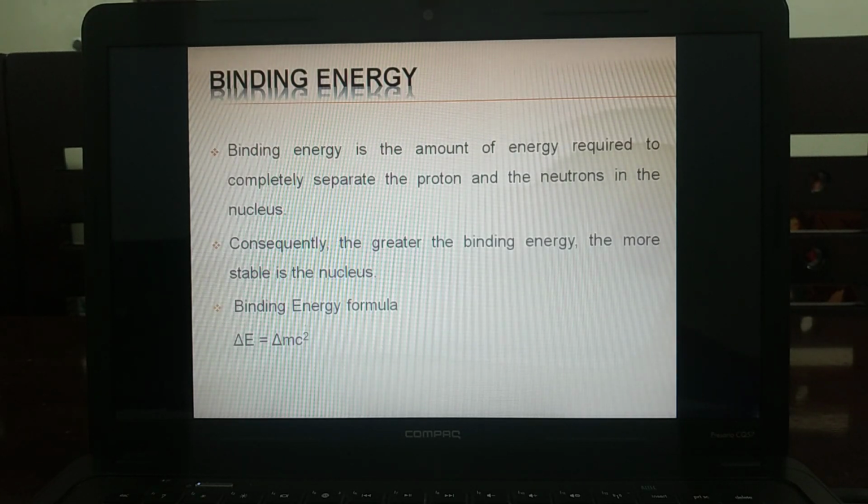Binding energy. The energy released when constituent nucleons combine to form a nucleus is called the binding energy of the nucleus. The binding energy formula is del E equals del m c square. Del m is change in mass, c is the speed of light.